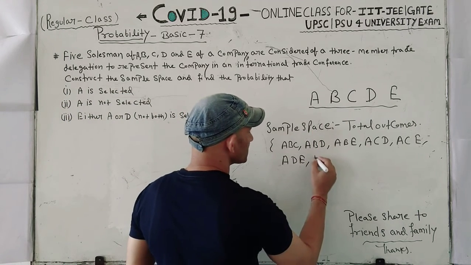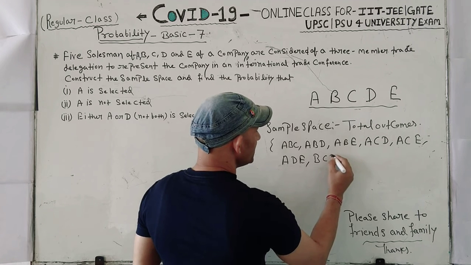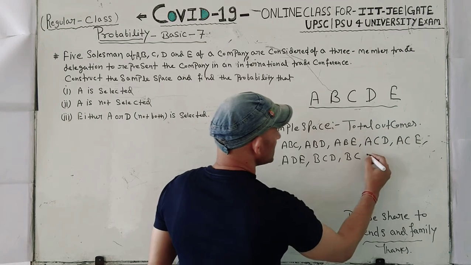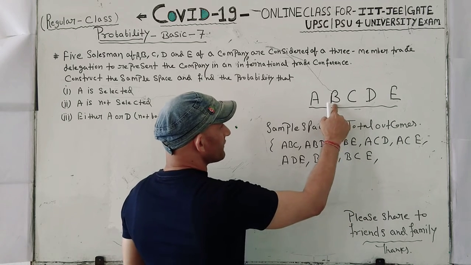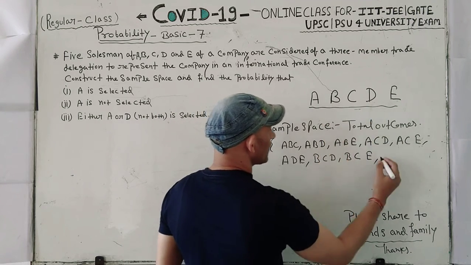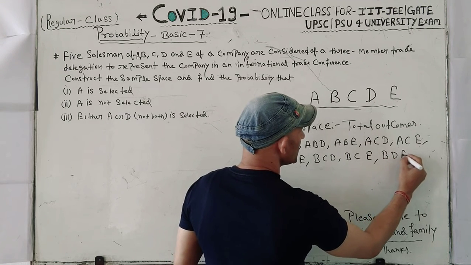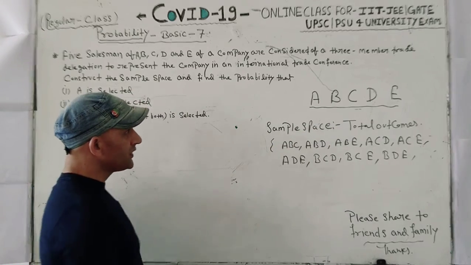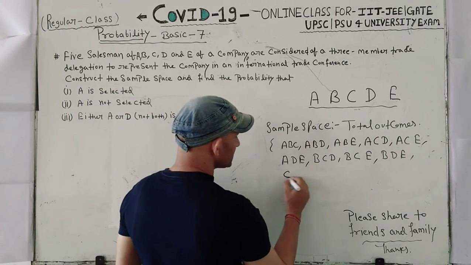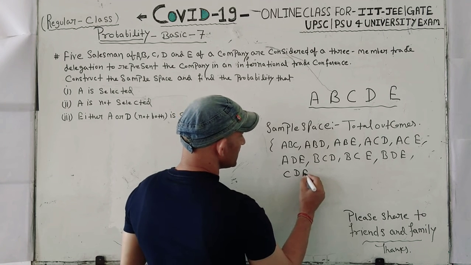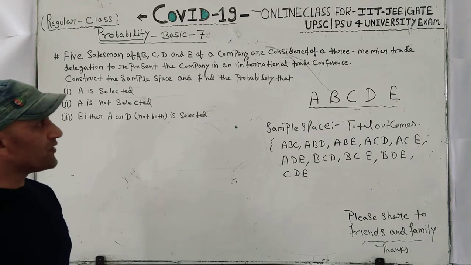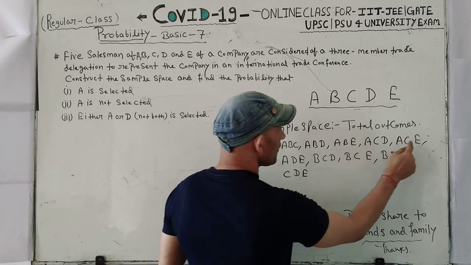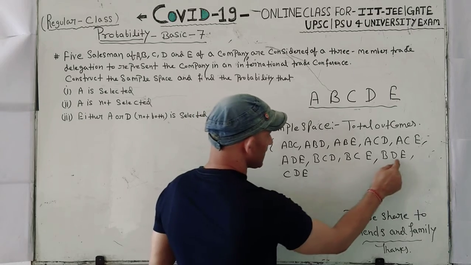Now fix B: B, C, D, and B, C, E, and B, D, E. The total cases for B are done. Now for C, D and E, there is only one case, C, D, E. So we have done all the cases. How many cases are here? 1, 2, 3, 4, 5, 6, 7, 8, 9, 10.